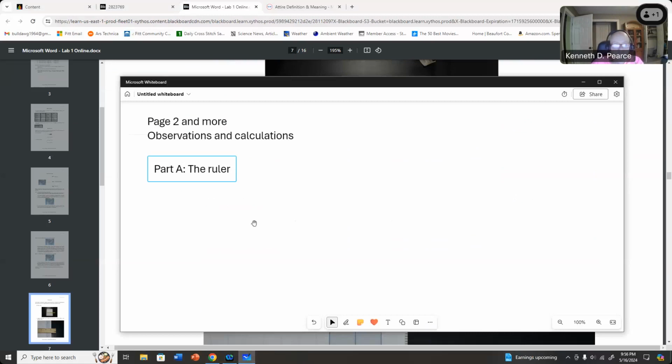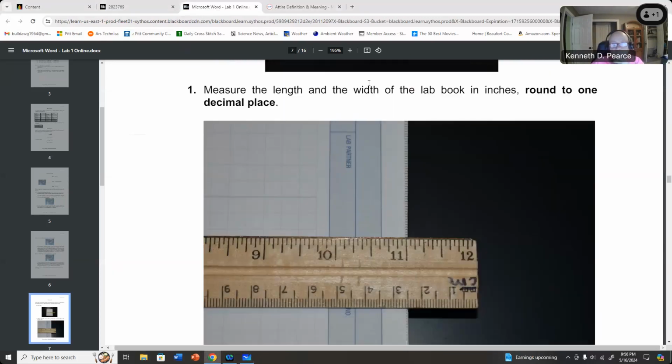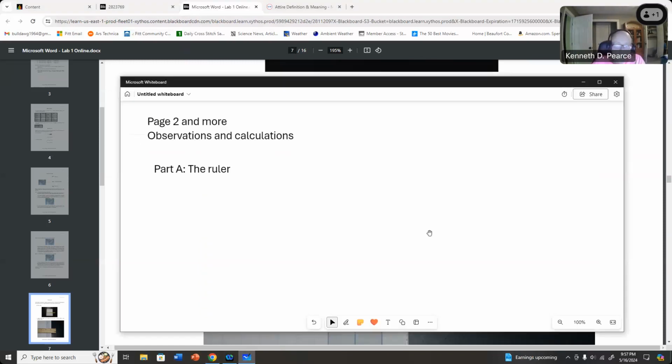All right. And we go back to our lab. Where's our lab? Here it is. And it tells us to measure the length and width of the lab book in inches. And it says round to 1 decimal place. Now to round to 1 decimal place, what would we do? What does it mean to be 1 decimal place? And so we'll draw on here.